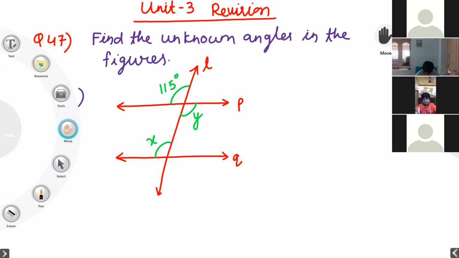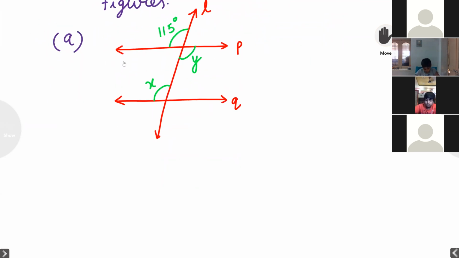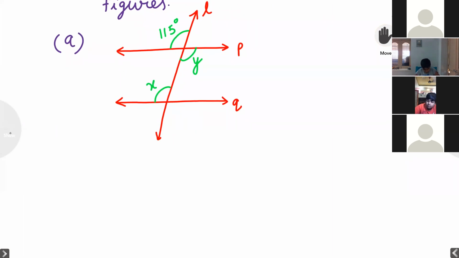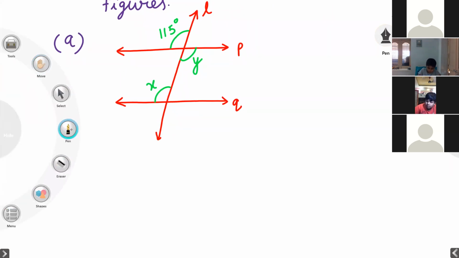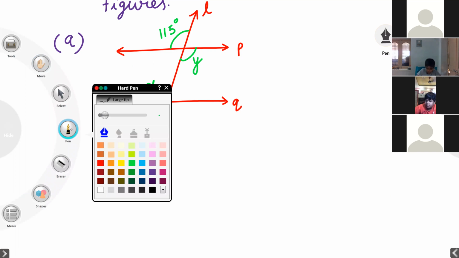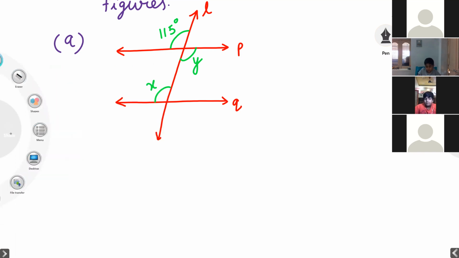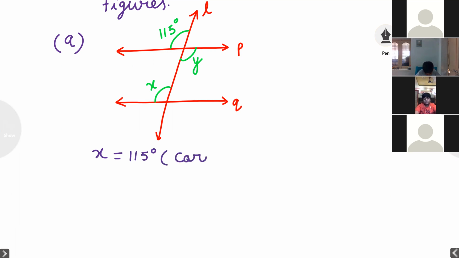I have already informed you, students, transversal line concepts are very, very important. If you don't know the transversal line concept, you cannot solve the question. Now, for each and every pair of angles, I have given the concept. What is the meaning of corresponding angle? If any figure is forming an F shape or 7 shape, that is called a corresponding angle. Up 115, up is X. I will write here, X is equal to 115 degree.